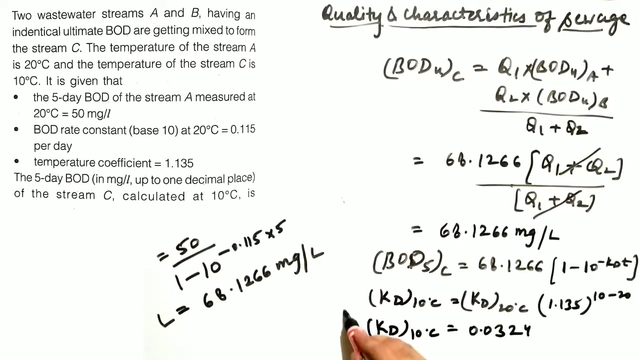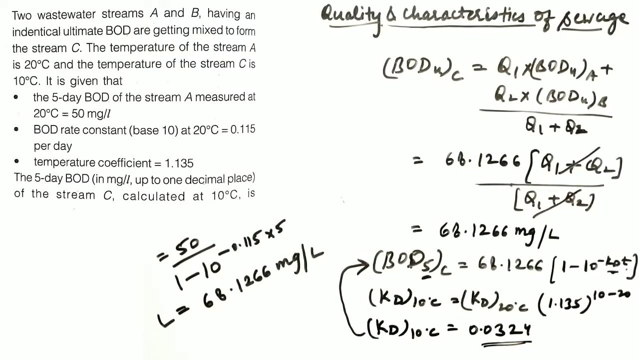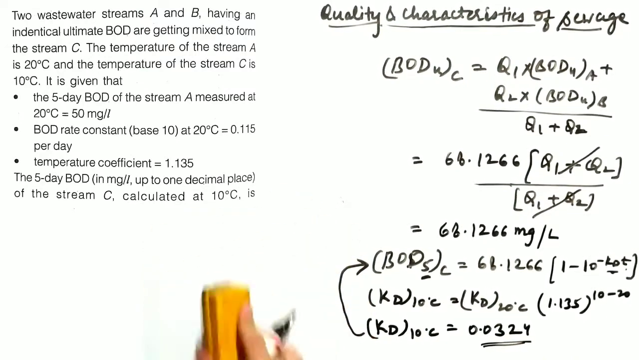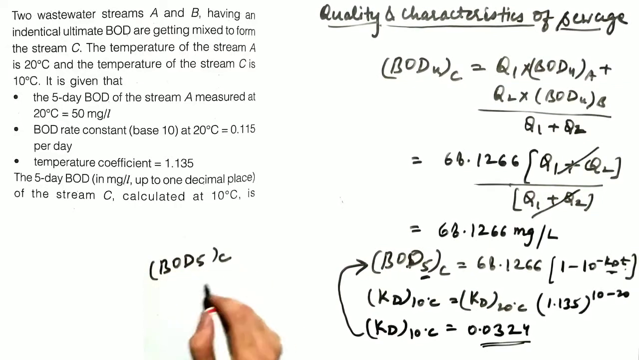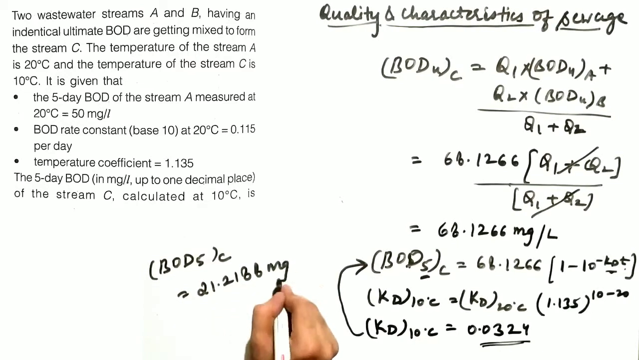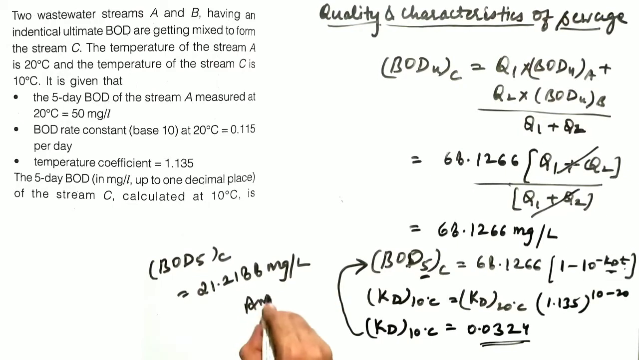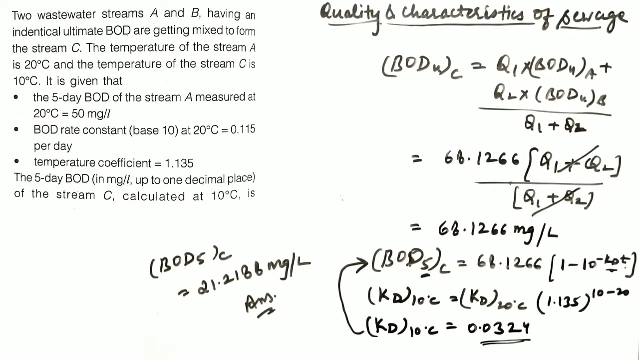Now you have to substitute this value of KD in this equation. That means replace this value of KD with this value and T with 5 days. So when you substitute that, you will get the value of BOD 5 of stream C equal to 21.2188 milligram per liter. So this is the required answer for this question. So this is a question that has covered everything about the BOD concept in detail, but still we will be solving more questions. So let's move on to the next question.